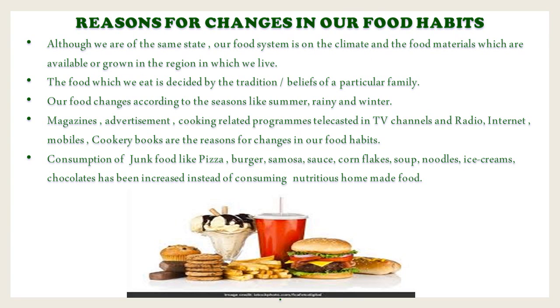Children, next is reasons for changes in our food habits. Although we are of the same state, our food system depends on the climate, and the food materials which are available are grown in the region in which we live. The food which we eat is decided by the tradition or beliefs of a particular family. Our food changes according to the seasons like summer, rainy, and winter.